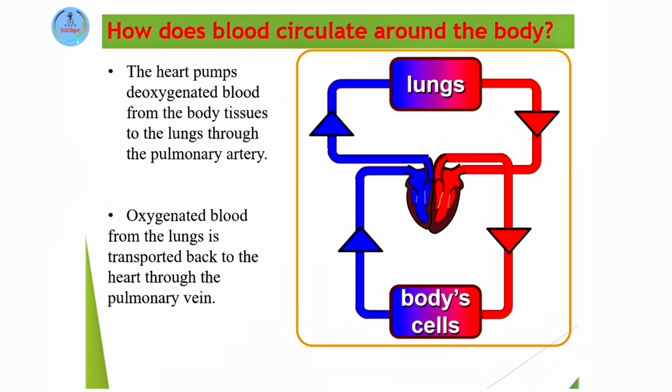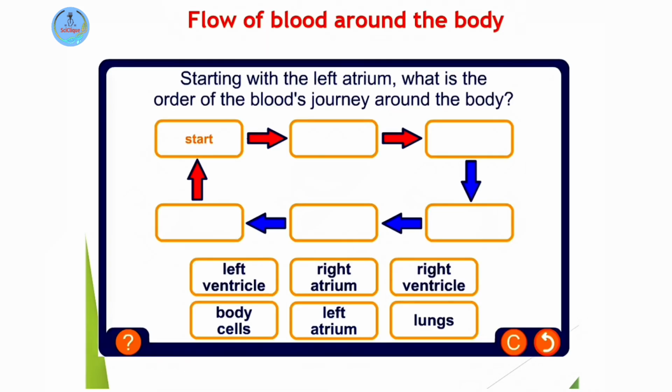As simple as that. Now this brings us to the end of this lesson. But before I leave, I'm going to give you one final activity for you to do. I want you to arrange the order of the blood's journey around the body. So these are the choices that you have. And the starting point is to be the left atrium. So start with the left atrium and proceed up to the end, whatever you decide it is. Let the color of the arrows guide you. If it's red, you're dealing with oxygenated blood. If it's blue, deoxygenated blood.